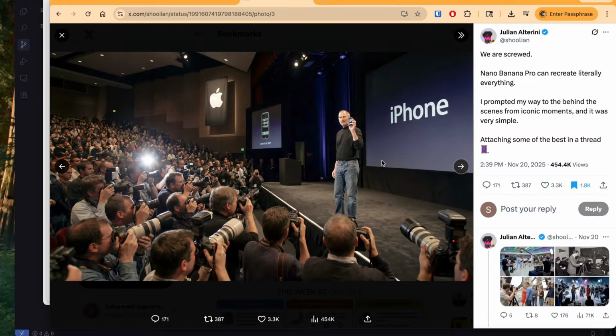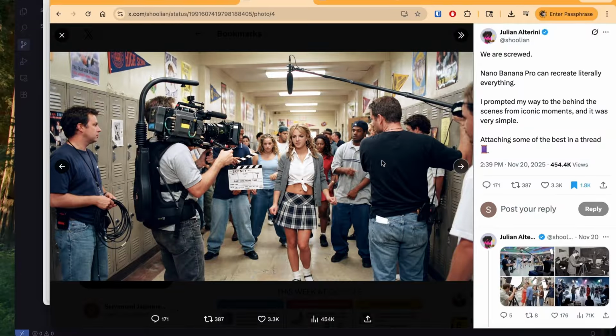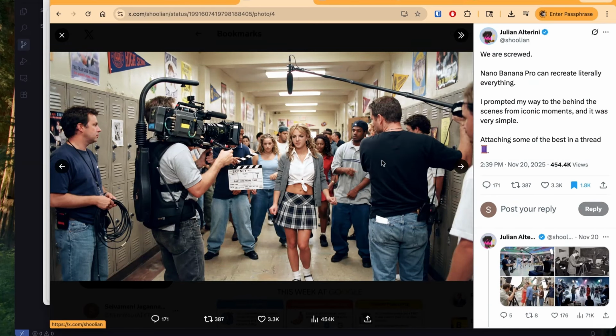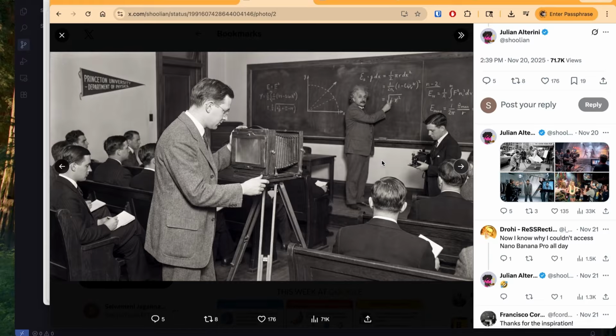Look at this iPhone launch behind the scenes. How cool is that? Britney Spears, Baby One More Time, behind the scenes. Wow. Could you actually find any flaws? This definitely is 90s. There's no way this is not 90s. I mean, the camera, the technology, the people, their jeans, it's all perfect. This is obviously Gangnam Style. Albert Einstein, how realistic. He's teaching at Princeton University Department of Physics, and his handwriting is awesome.